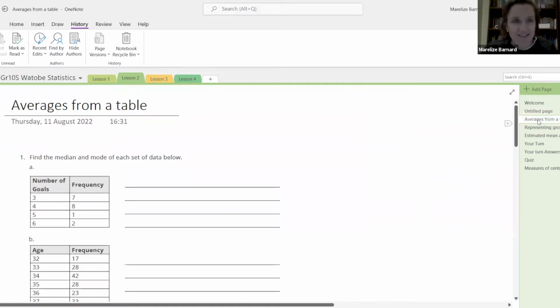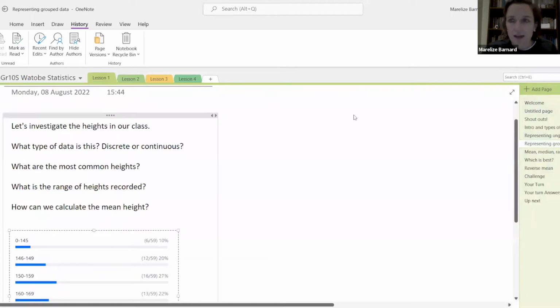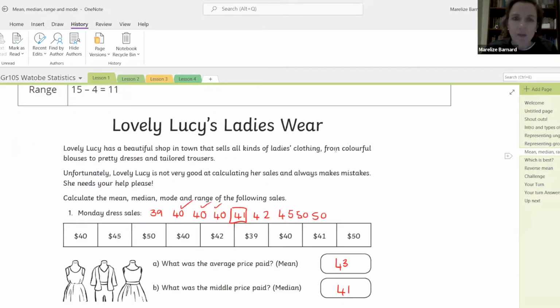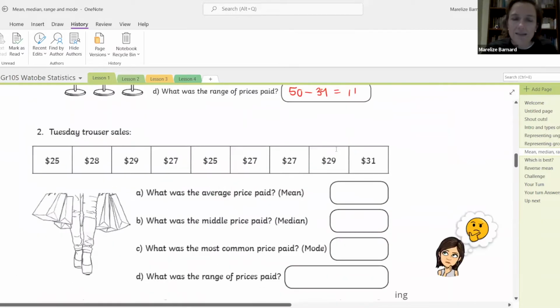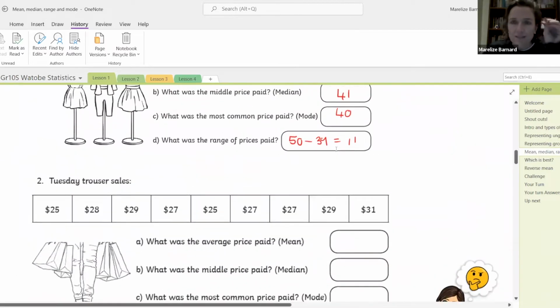Let's start with this evening. Okay, so let's just glance back at what we did on Tuesday. We did the mean, the median, the mode, and the range, and we calculated them for just individual data points or individual pieces of information.